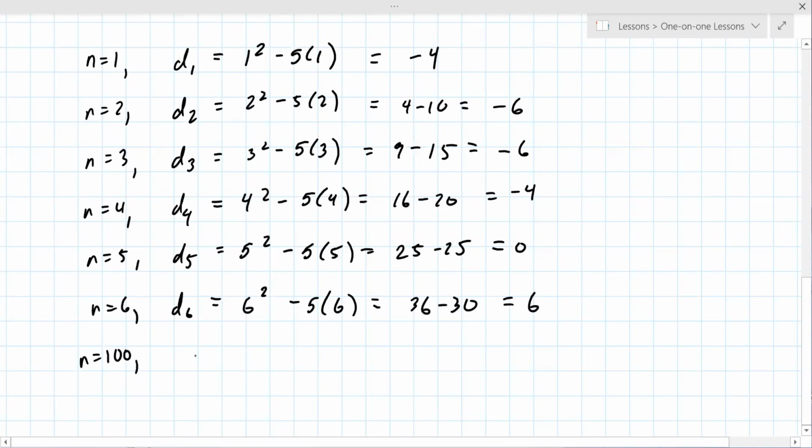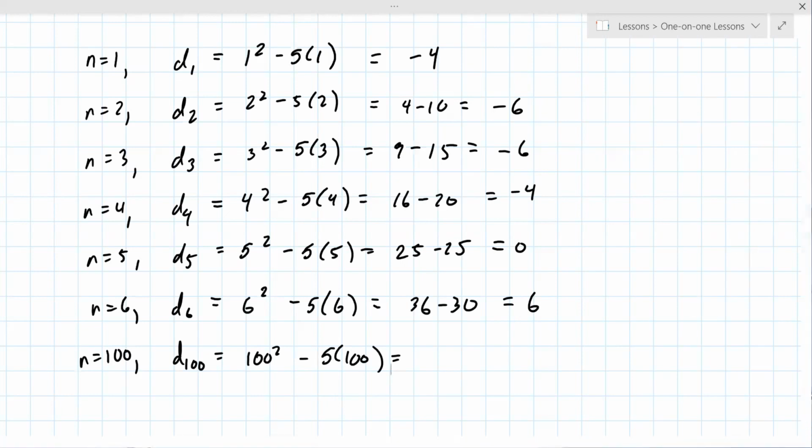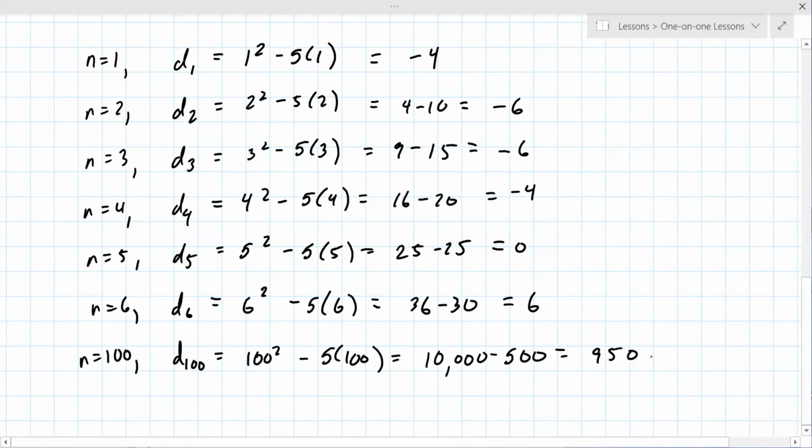And then when n equals 100, D sub 100 equals 100 squared minus 5 times 100. Definitely probably go to a calculator on that. 100 squared is 10,000. 10,000 minus 500 is 9,500. This one does not have a pattern. I mean, it kind of did, but because it's squared, it's following the shape of a parabola, so it's not gonna just increase the same amount each time.